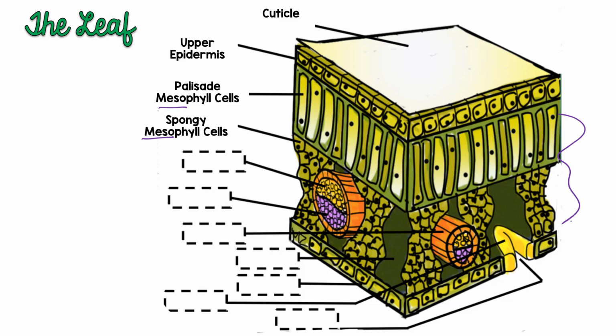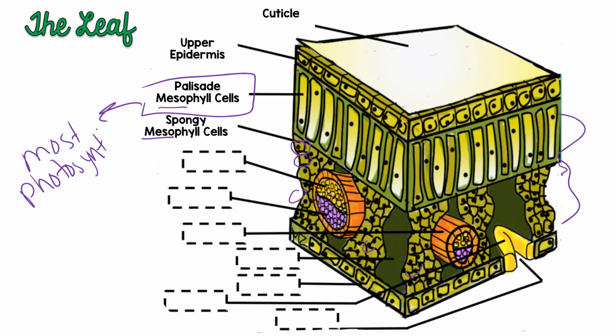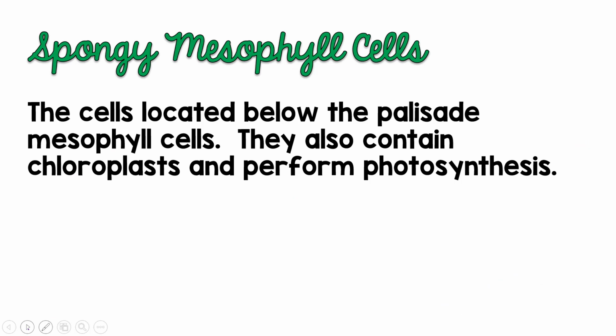Just like the palisade cells, our spongy mesophyll cells also have chloroplast in them, and they're going to have a part in photosynthesis. While they also do photosynthesis, I want to point out that it's actually our palisade mesophyll cells that do the most photosynthesis, more so than our spongy mesophyll cells. The spongy mesophyll cells are the cells located below the palisade mesophyll cells, and they also contain chloroplast and can perform photosynthesis.